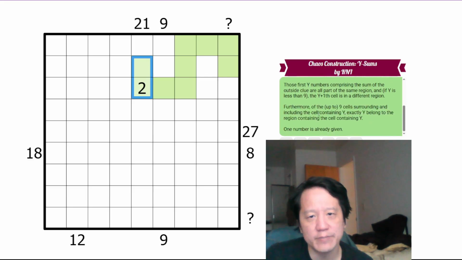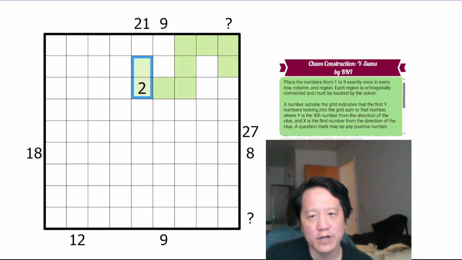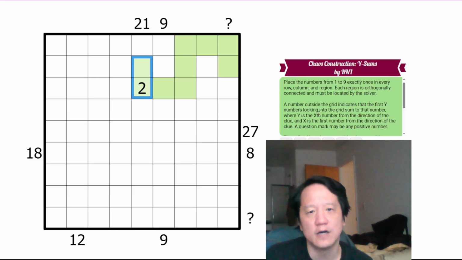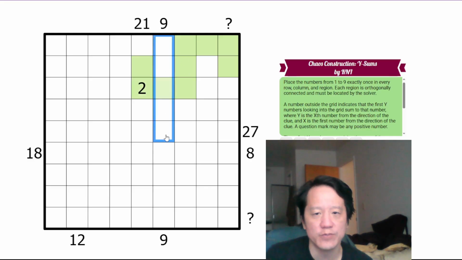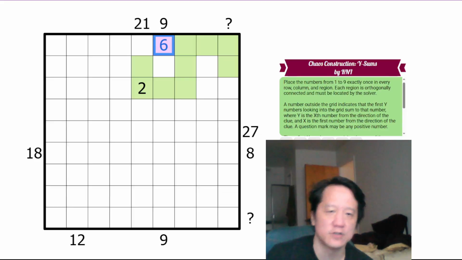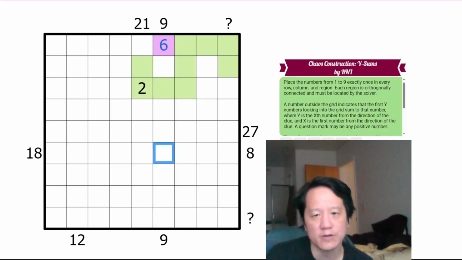So what does that mean? Okay, we have x and y in a column. X is the first number in the direction from the clue, so this would be x here. Y is the xth number from the direction of the clue. So if this were 6 here, that means the y here would have to be here.